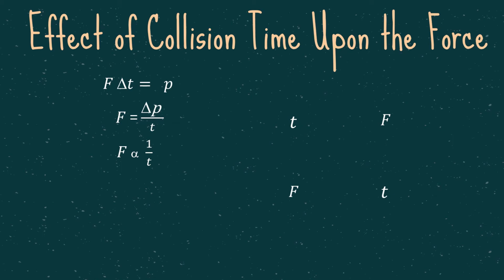So, we can see that the greater the time over which the collision occurs, the smaller the force acting upon the object. Thus, to minimize the effect of the force on an object involved in a collision, the time must be increased. And to maximize the effect of the force on an object involved in a collision, the time must be decreased.